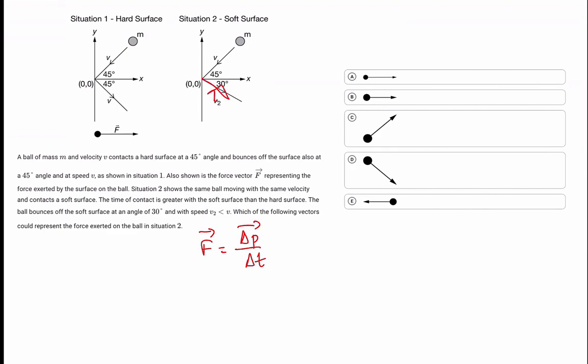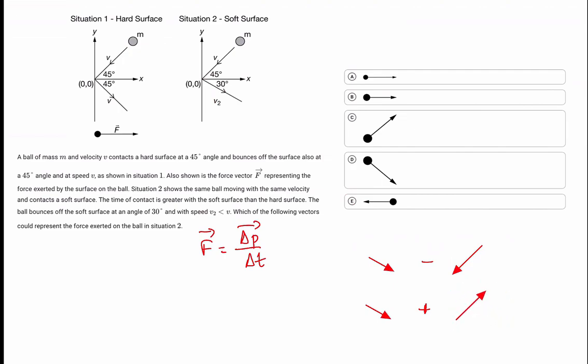Now the final momentum is a vector that is pointing 30 degrees under the x-axis, minus the initial momentum. The initial momentum is a vector that is directed 45 degrees downwards. So we need to subtract these two vectors, and we remember that in order to subtract two vectors, we need to change the minus into a plus and change the direction of the second vector.